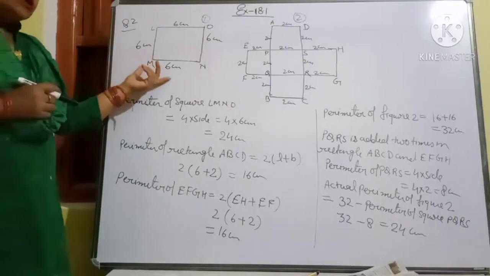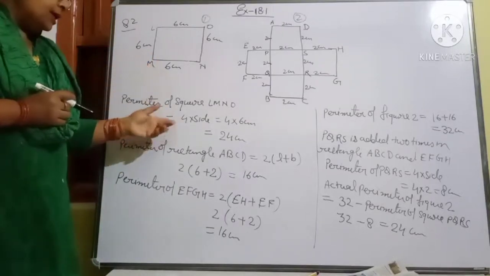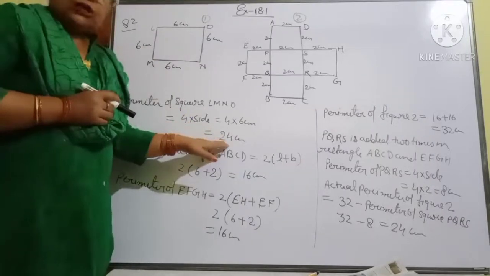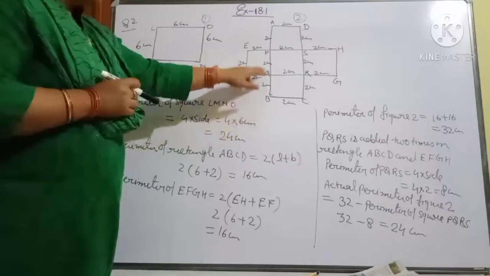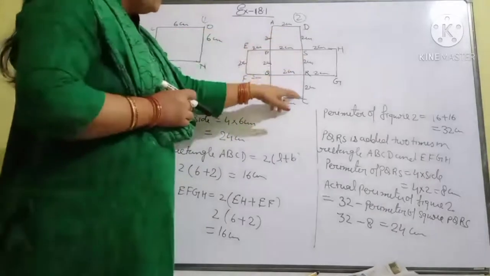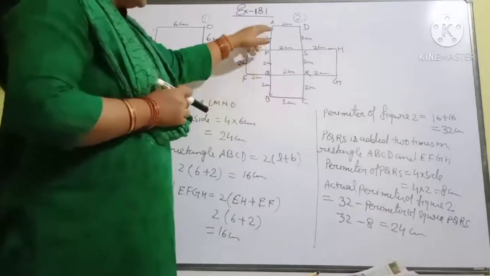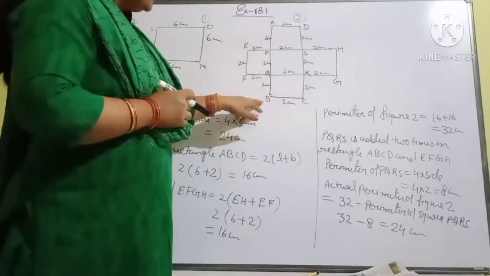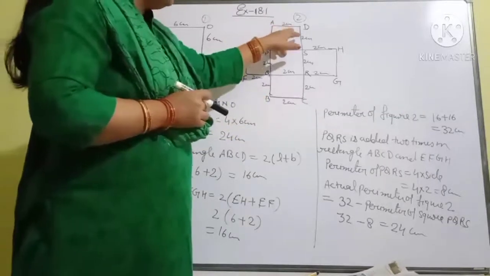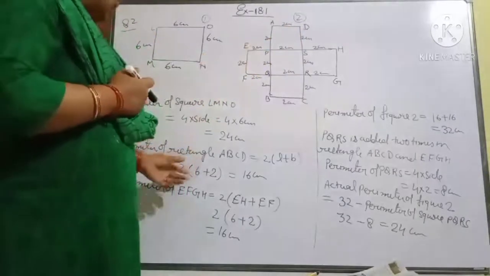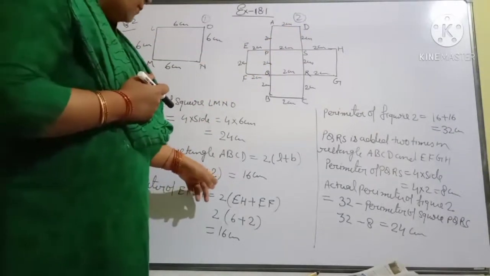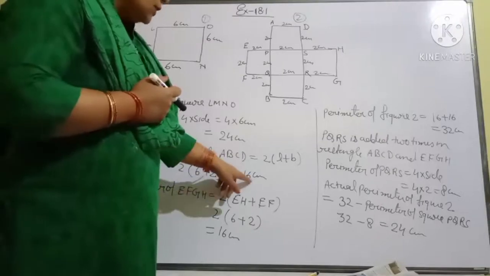Okay, once again I am going to explain this one also. First of all, it was a square. We have taken its perimeter simply by 4 into side is equal to 24 centimeter. And when we saw this figure, because all the sides were 2 centimeter, we decided that AB's length is 6 centimeter and its width is 2 centimeter. So it is looking like a rectangle. So its perimeter will be 2 into (length plus breadth), that is 2 into (6 plus 2), which is equal to 16 centimeter.